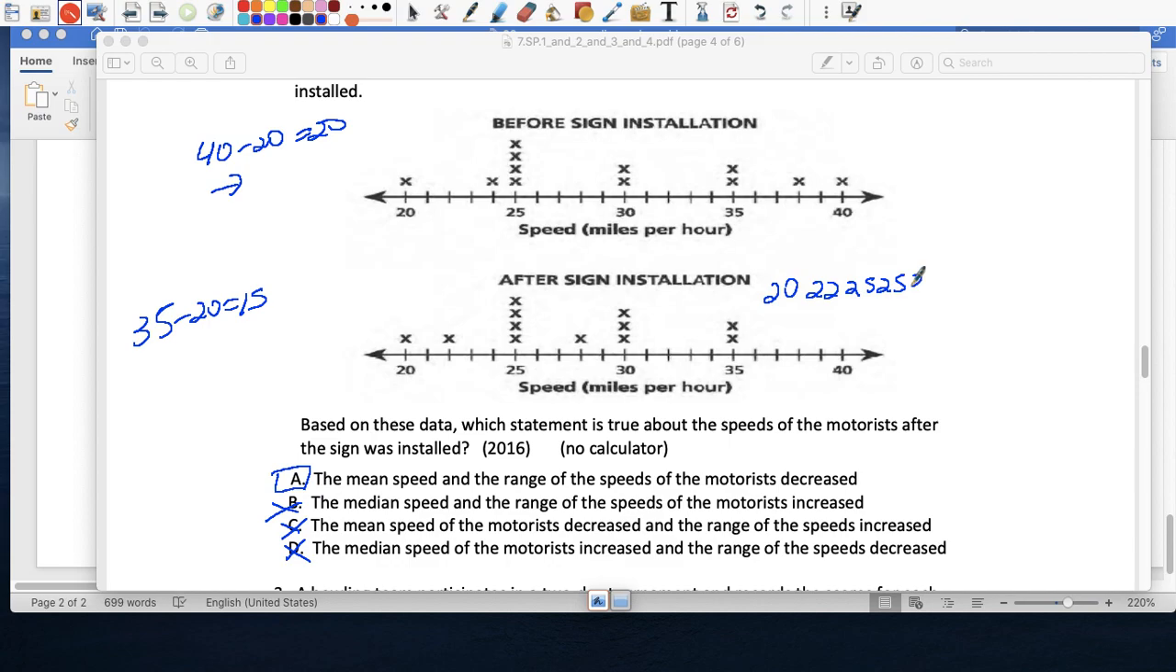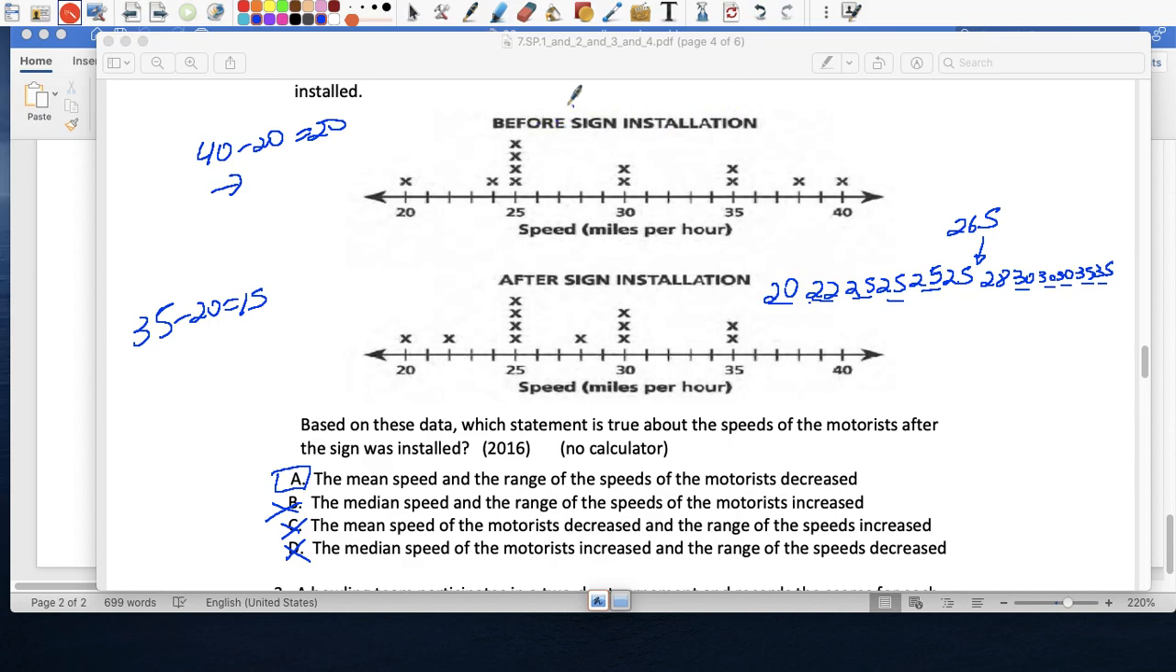1, 2, 3, 4, and then a 28, and then 33 times, and 35 twice. So the median would be 1, 2, 3, 4, 5, and the median is the number between 25 and 28, which is 26.5. So the median after the sign was 26.5.